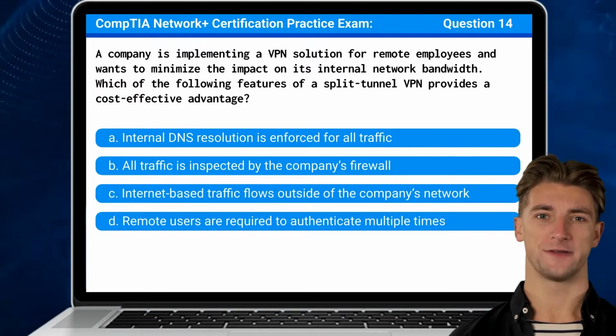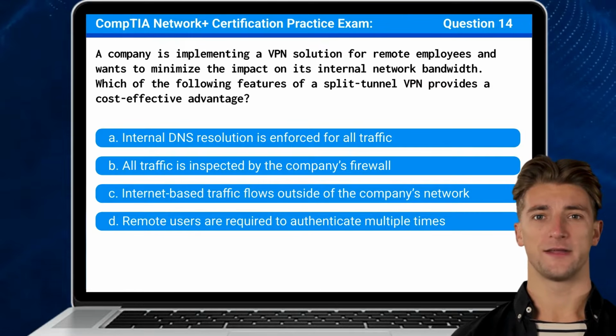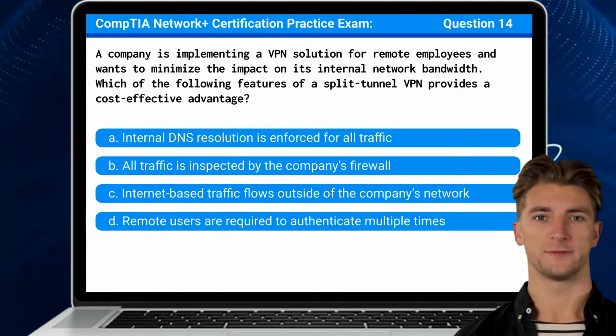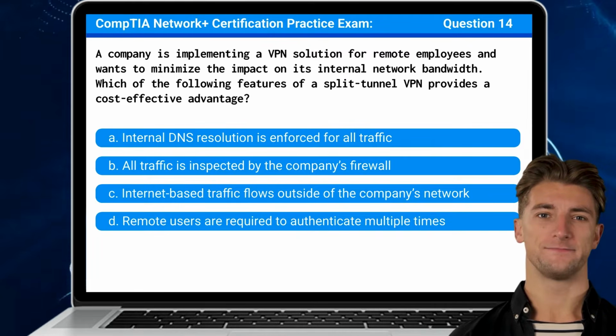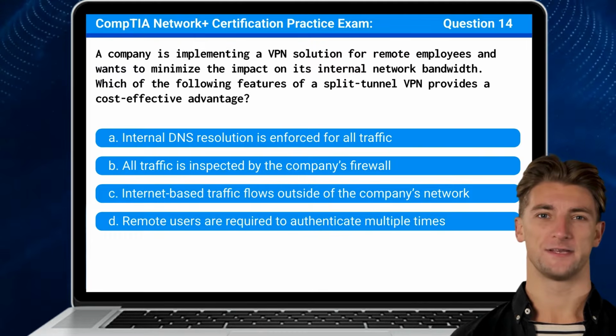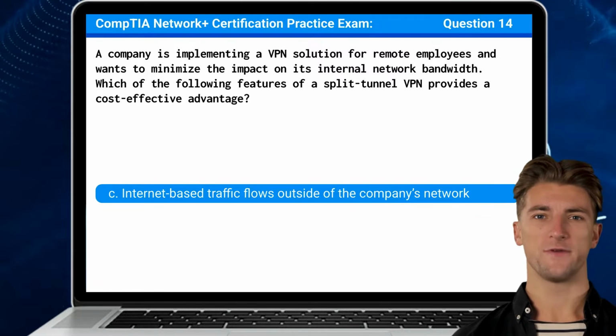Question 14. A company is implementing a VPN solution for remote employees and wants to minimize the impact on its internal network bandwidth. Which of the following features of a split-tunnel VPN provides a cost-effective advantage? The answer is C. Internet-based traffic flows outside of the company's network.